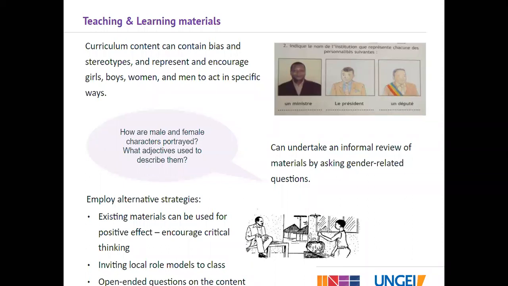So that concludes the brief overview of these two sections of the guidance notes on gender. I will hand it right now back to Ellen. Thank you.